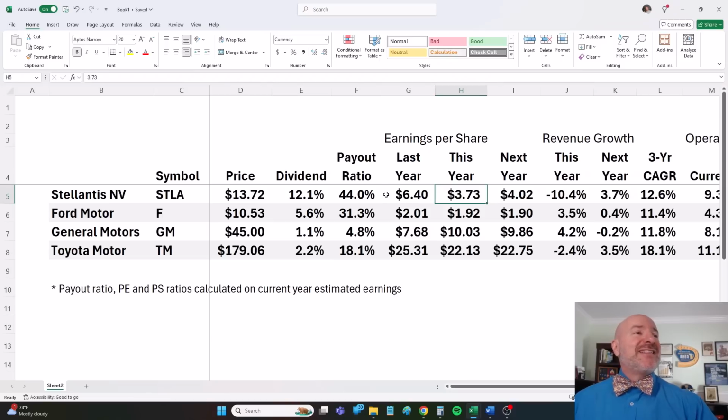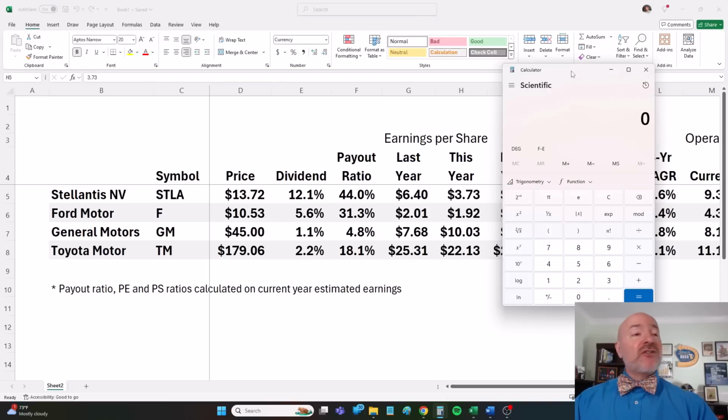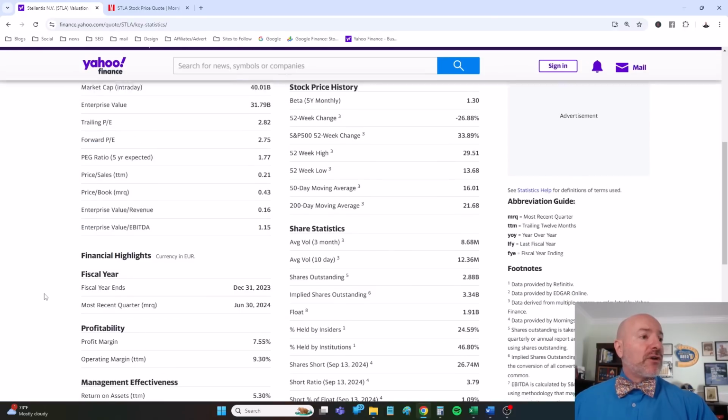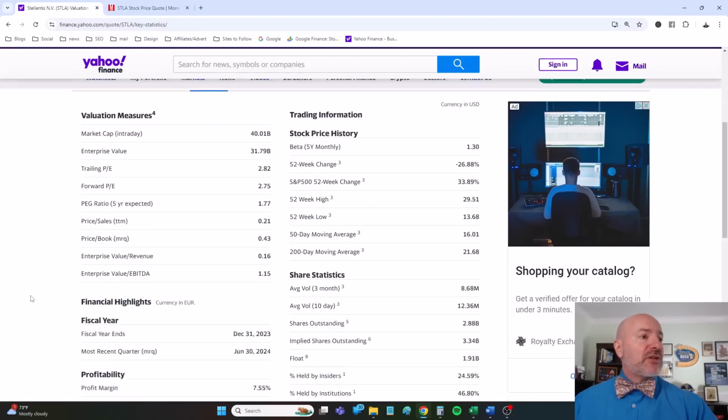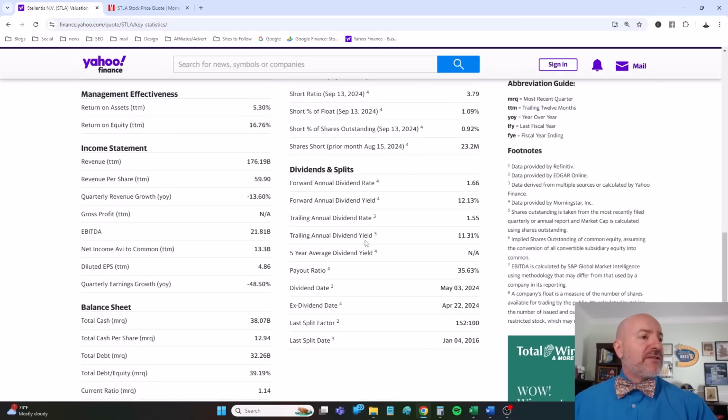That means that taking the dividends paid, so that $1.65, divided by last year's earnings, which is what most payout ratios are going to do. If you see payout ratios in Yahoo Finance, or most websites, in fact, we'll look at this. We're on the statistics tab. You're going to find your payout ratio here. Let's see where we can find that. Here we go. Dividends and splits.